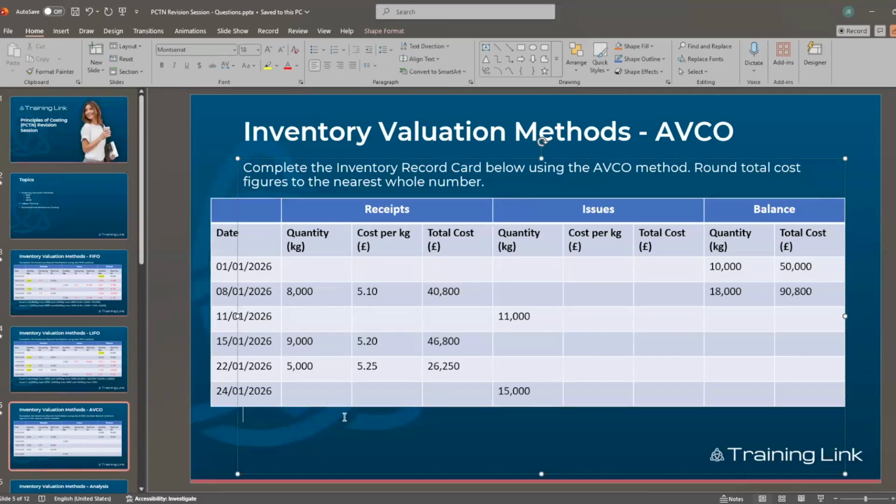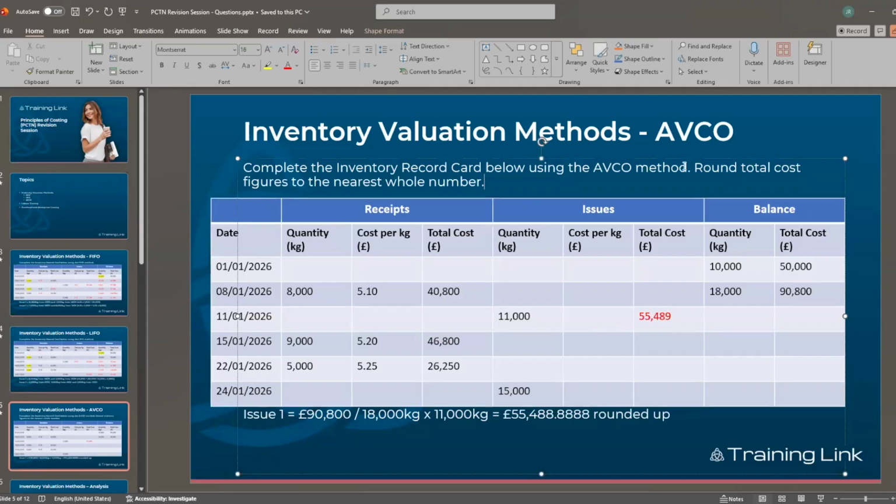So if we were using issue 1 here, we're basically going to work out what the average cost per kilogram is based on what we've already got, and then multiply it by the quantity. So issue 1 would be, we'd take the 90,800, divide it by 18,000 kilograms, multiplied by 11,000 kilograms, which should give us a not very nice number, which we then round up.